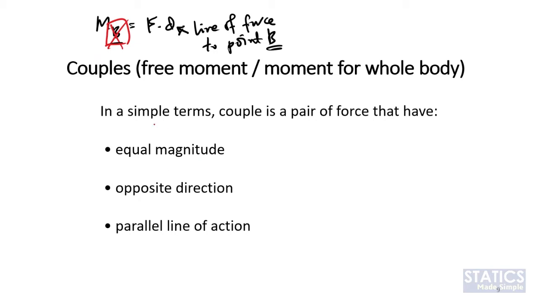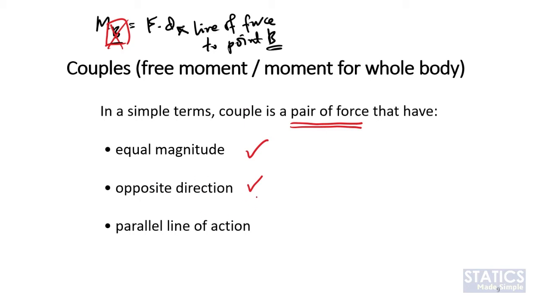We will have this free moment, or couple, when we have a pair of forces. And not just any force. This pair of forces should have equal magnitude, and act in opposite direction. So one can be upward, the other one downward, or one to the right, the other one to the left, and so on.